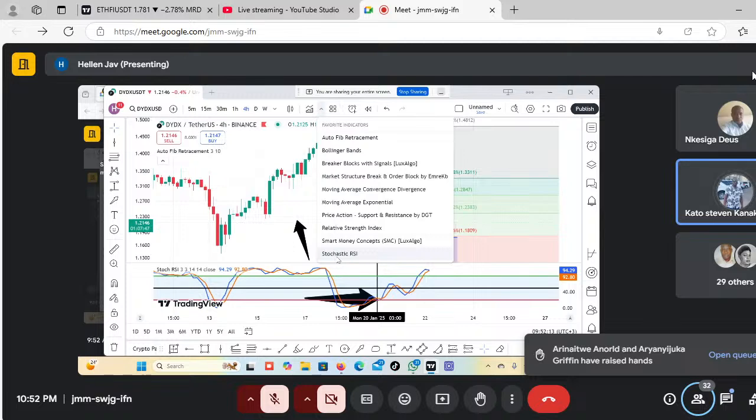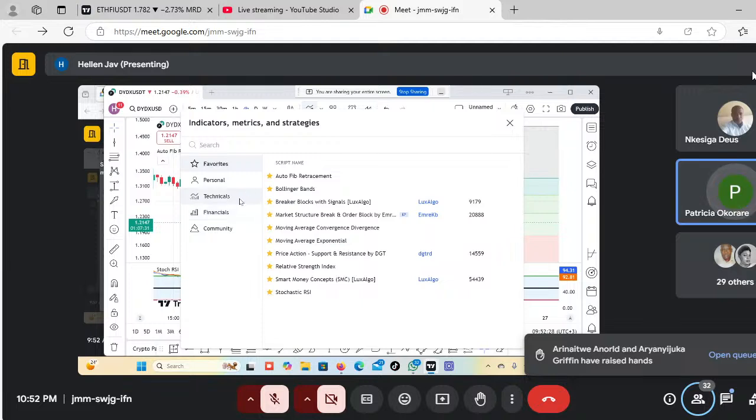Are you seeing this last indicator down here, the stochastic RSI? That is how the indicator is called. So if you are not having it in your chart, you just have to go to your technical indicators.